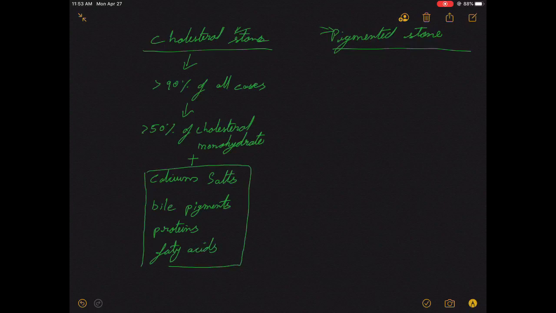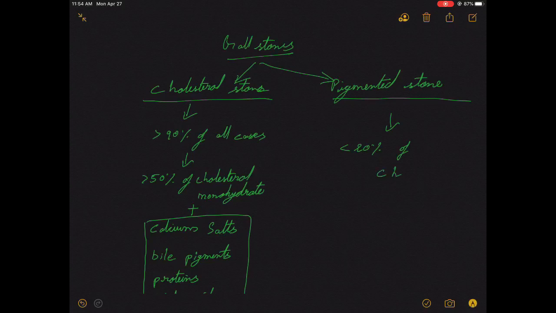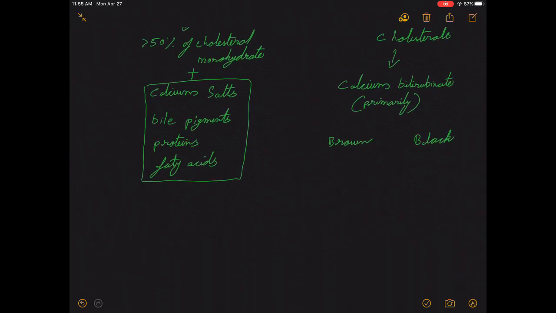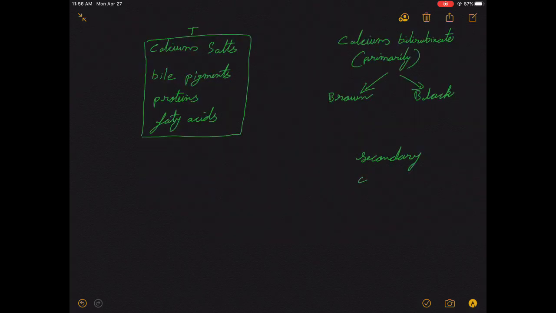Now we will talk about pigment stones. Pigment stones contain less than 20% cholesterol. The main primary component is calcium bilirubinate. Pigment stones are classified into two types: brown type and black type. This will lead to the formation of secondary chronic biliary infection in our body.